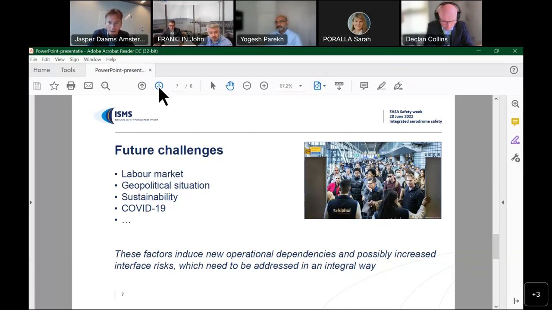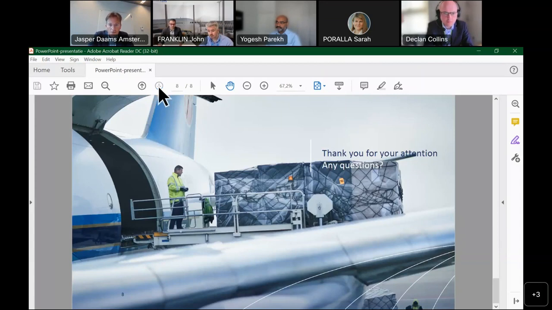So I'm not saying that these are immediate or urgent risks, but what I do say is that we need to adapt our way of safety management to take that on board, to see how big it is and to mitigate where necessary. Well, this brings me to the conclusion of my presentation. Thank you very much again for giving this opportunity, and I'm looking forward to taking your questions later on.